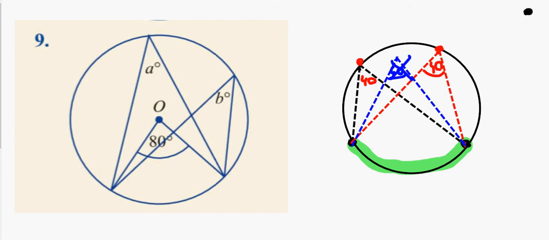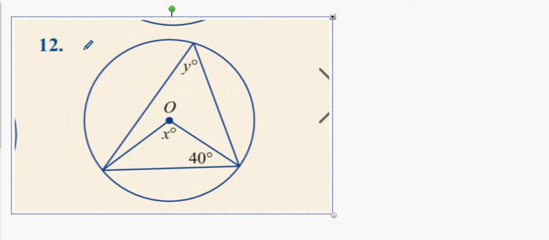Now we have a look. That's 40 because it's half of 80. B is 40, and B is also 40 because it's standing on the same arc. Here's your minor arc and everything's standing on that minor green arc. Is that cool? They look really complicated, but after a while they're not so bad.